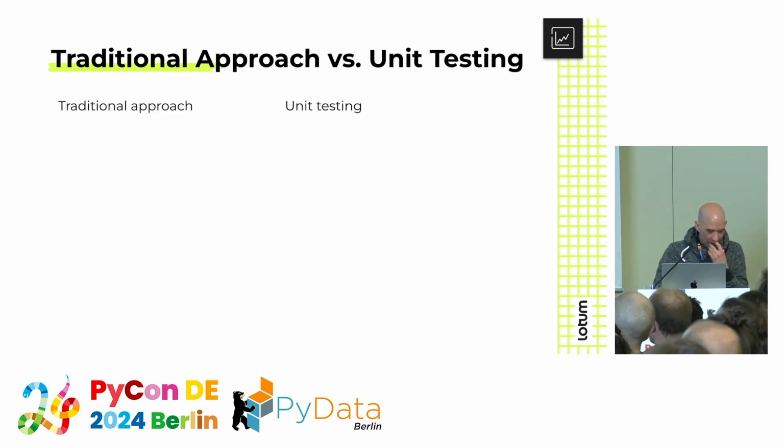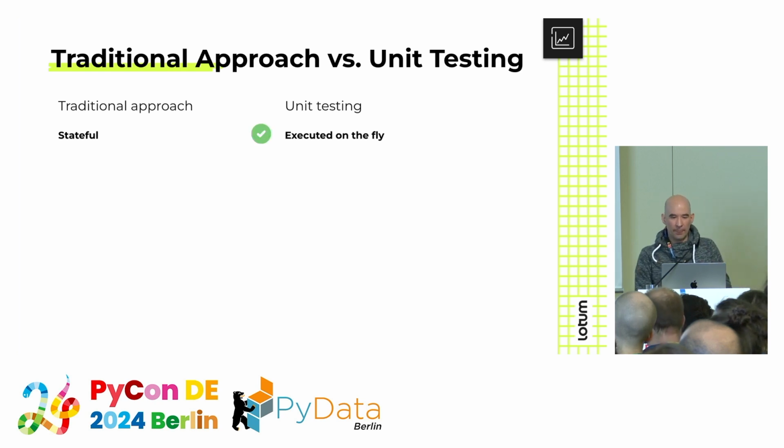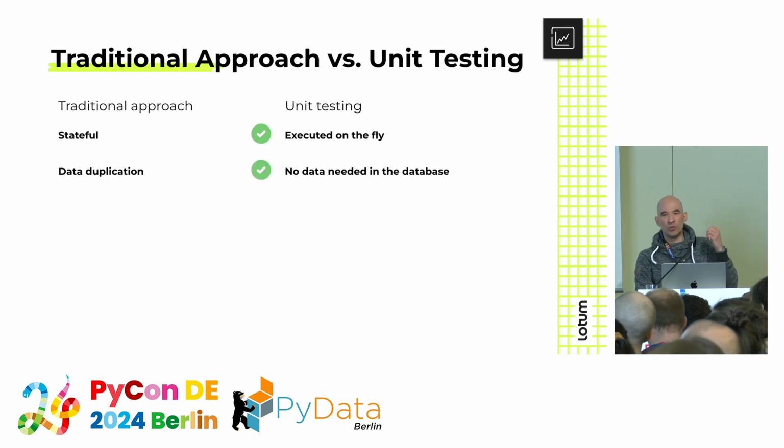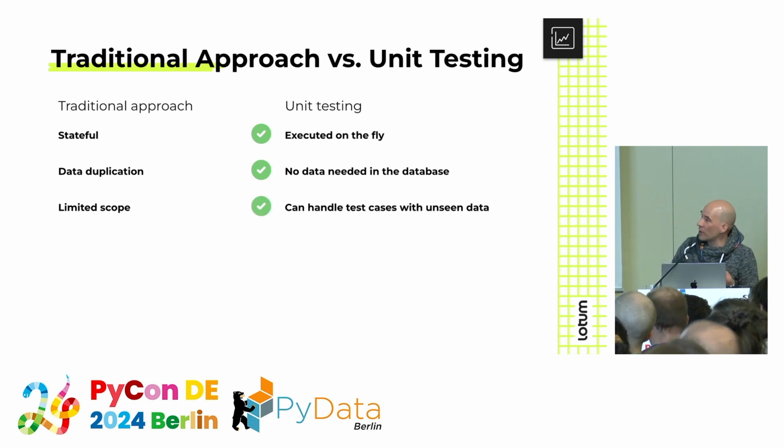So let's have a look again at all the disadvantages of the traditional approach, which I mentioned in the very beginning. The traditional approach is stateful. The approach I just described is completely executed on the fly, stateless. You don't need any data in your database or query engine at all. You don't need to duplicate any data. And the limited scope is not an issue as well for me, because I can handle test cases with unseen data. Everything I can imagine that could come up, anything that could cause problems for my statement, I can test it with this approach.